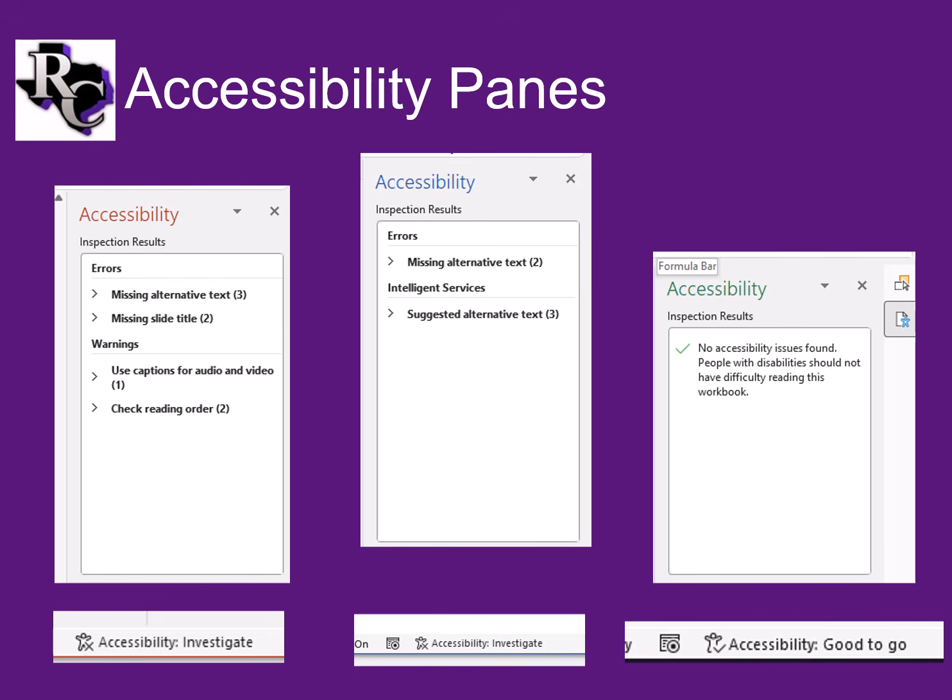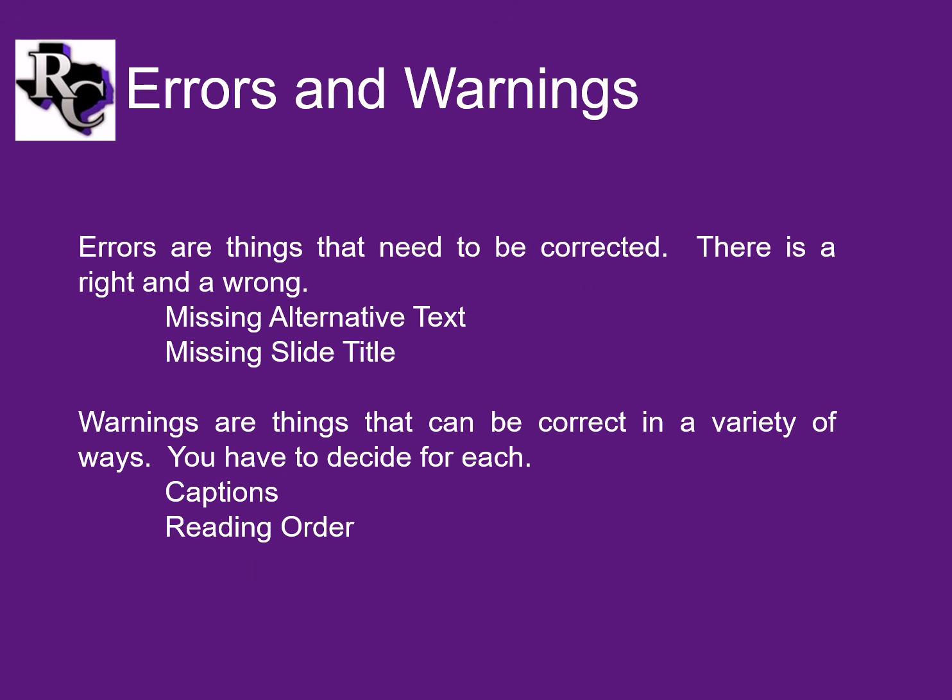The easiest way to access the tools, however, is to simply click on that accessibility notice at the bottom. Clicking on it will open the accessibility pane, which shows the areas that need to be checked. Errors are things that need to be corrected. There is a right and a wrong. Warnings are things that can be corrected in a variety of ways. You have to decide for each. The goal is to enable a screen reader to show your work to a user.